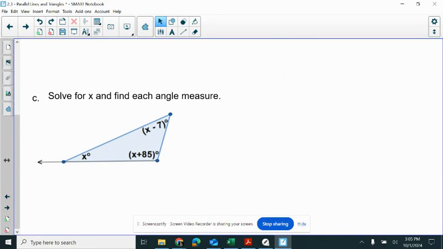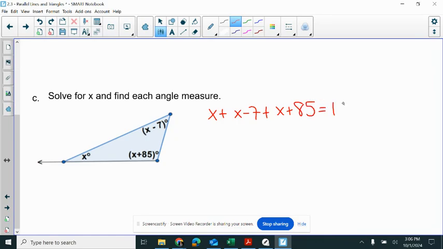Now let's look at a couple of problems with x's in them, variables. If you have all three angles in a triangle, the way I would set this up is I know all three angles would add up to 180. So I would just do x plus x minus 7 plus x plus 85 equals 180. Then you would want to solve for x to figure out what it is. I would combine my like terms first: 3x plus negative 7 and 85, which is 78, equals 180.